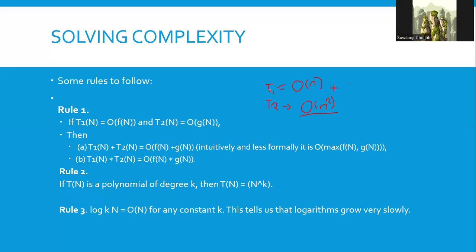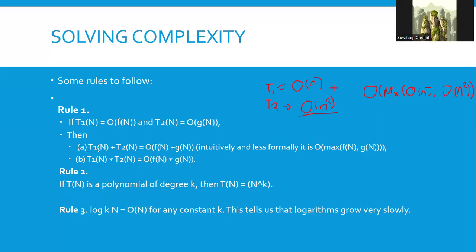So if we add the time complexity of algorithm 1 and the time complexity of algorithm 2, then our overall function is going to be big O of the maximum value between big O of n, comma, big O of n squared.